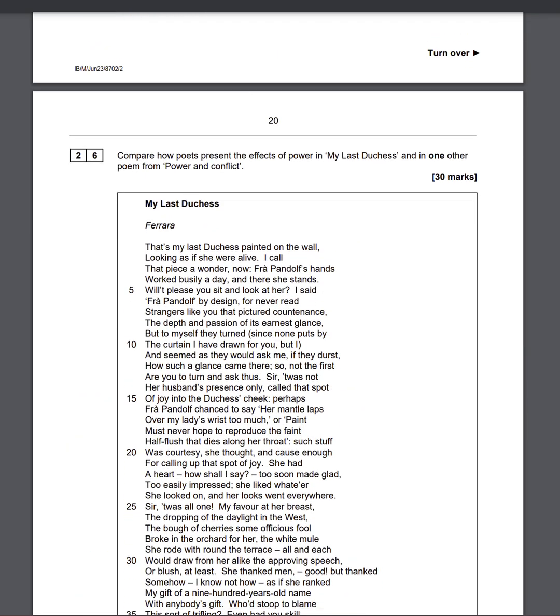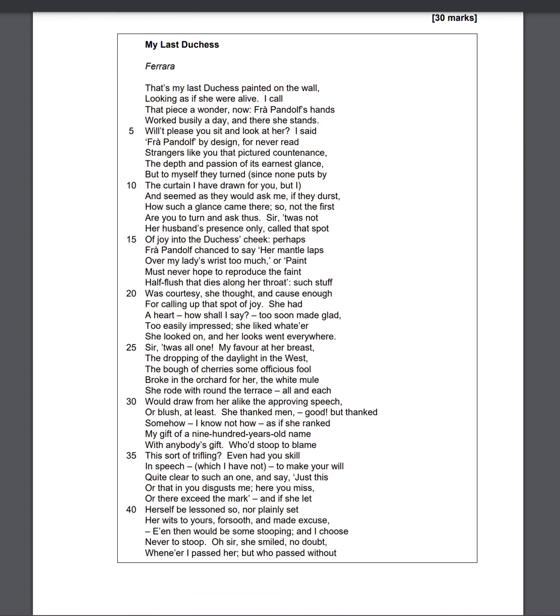What are the intentions of the writer of Milas Duchess? How do they differ in terms of power from the intentions of your other poem? And try to have a paragraph in there, or at least have those ideas in your argument about why the writers have done what they've done.